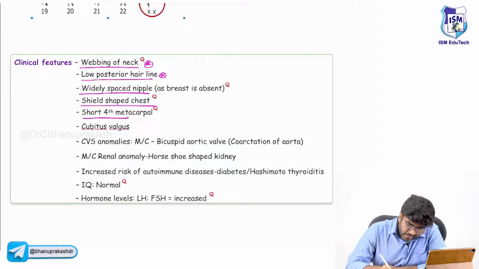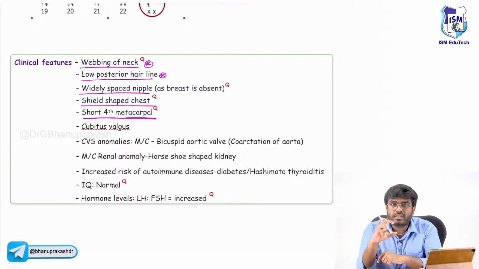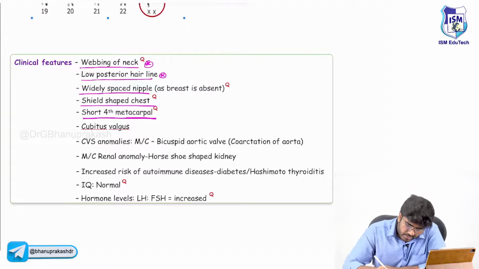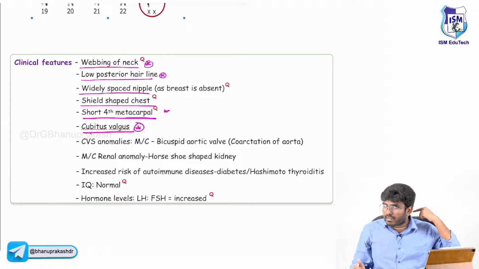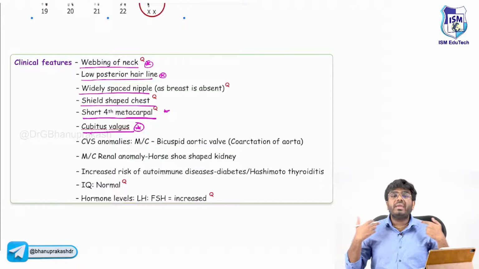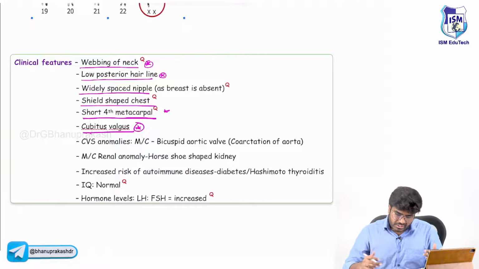Next, if you look at her hand, the fourth metacarpal is going to be short, and she is going to have cubitus valgus. She is going to have hands something like this. Cubitus valgus, I will show you the image. She is going to have cubitus valgus, a short fourth metacarpal, a low neck hairline with webbing of the neck, widely spaced nipples, and a shield-shaped chest.